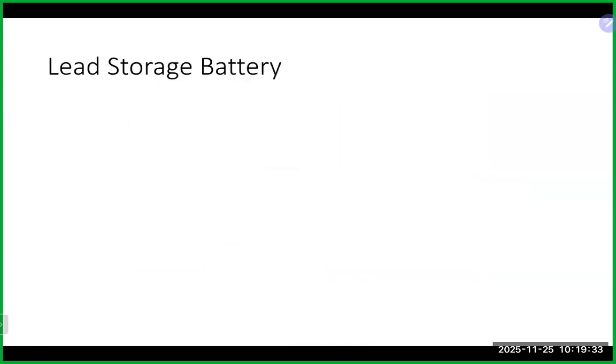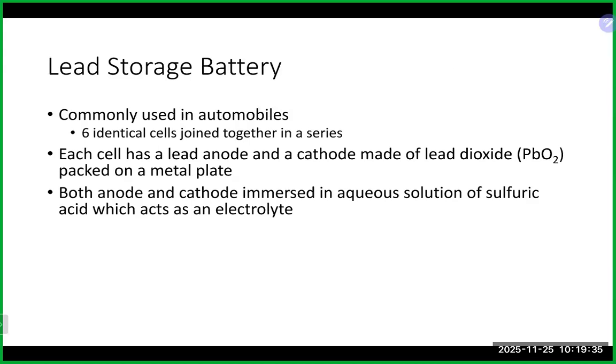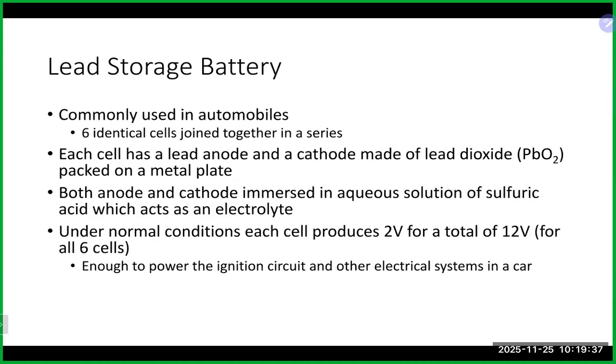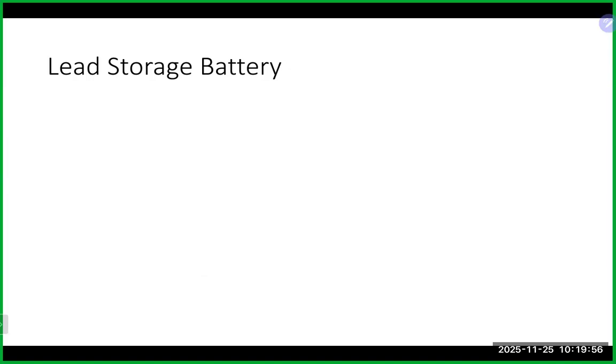Lead storage batteries, which are commonly used in automobiles, are six cells together. Each of them gives about 2 volts, which is about 12 volts for your car battery. And that's usually enough to start everything and get your car turned over, unless, of course, you're late and it will not turn over and gets stuck. But most of the time, it will start in those cases.